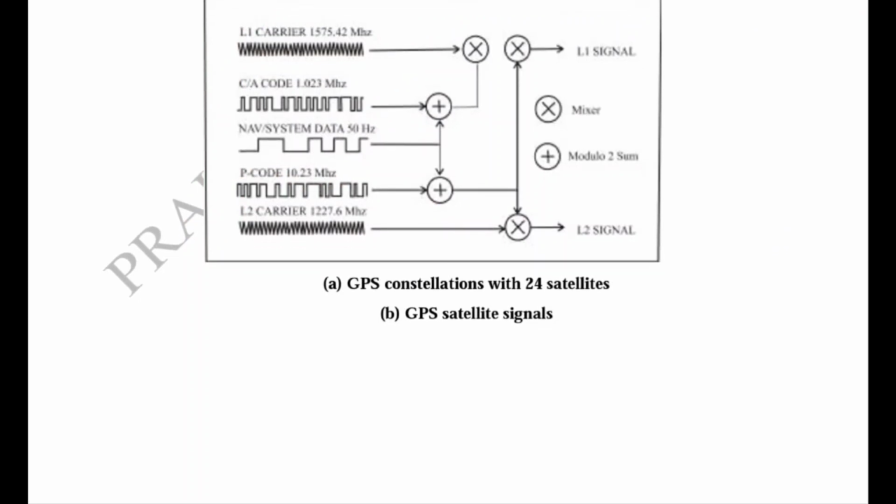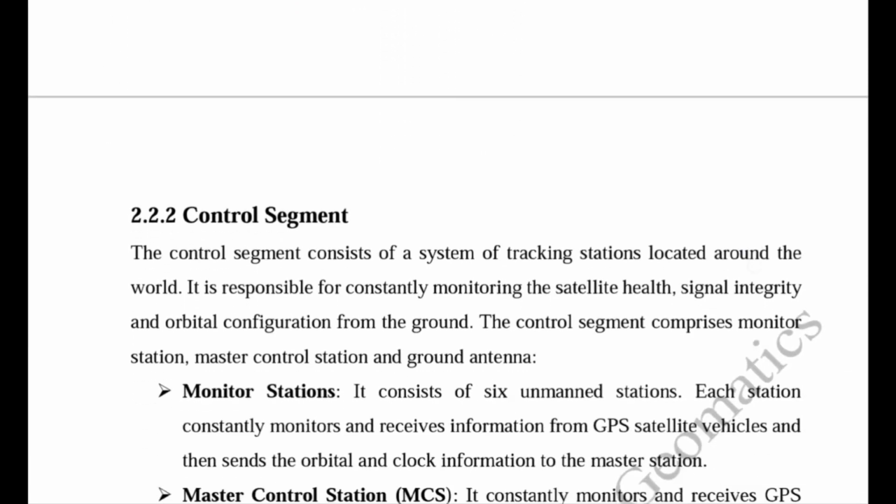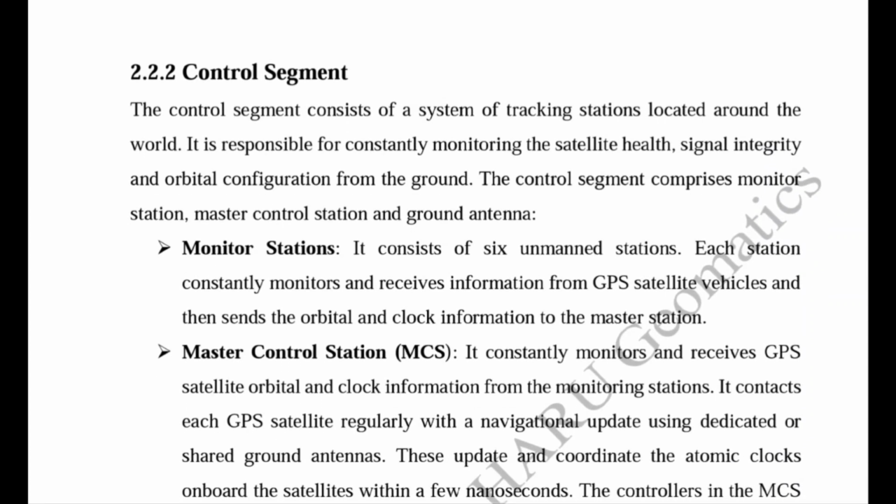And one is the navigational message, and this navigation message consists of the coordinate information about the satellites. We can say ephemeris data. So this is the signal that is transmitted by the satellites, and these signals are decoded by the receivers to calculate our unknown position. Now second is the control segment.